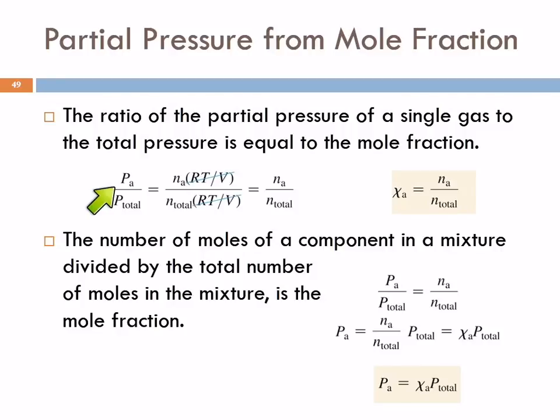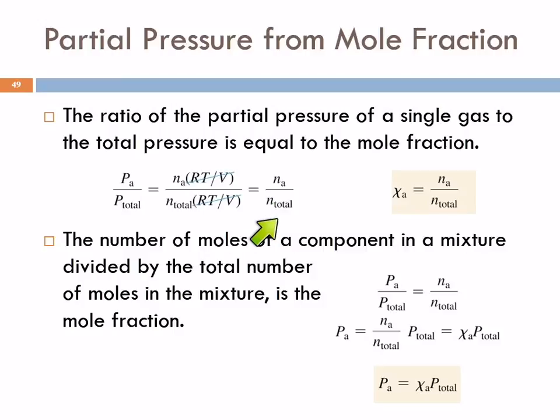So if we take the ratio of the partial pressure of gas A divided by the total pressure, the pressure of gas A is the moles of gas A times RT over V. The total pressure is the total number of moles times RT over V. Those guys cancel out. The ratio of the partial pressure of gas A to the total pressure equals the number of moles of gas A to the number of total moles of gas.